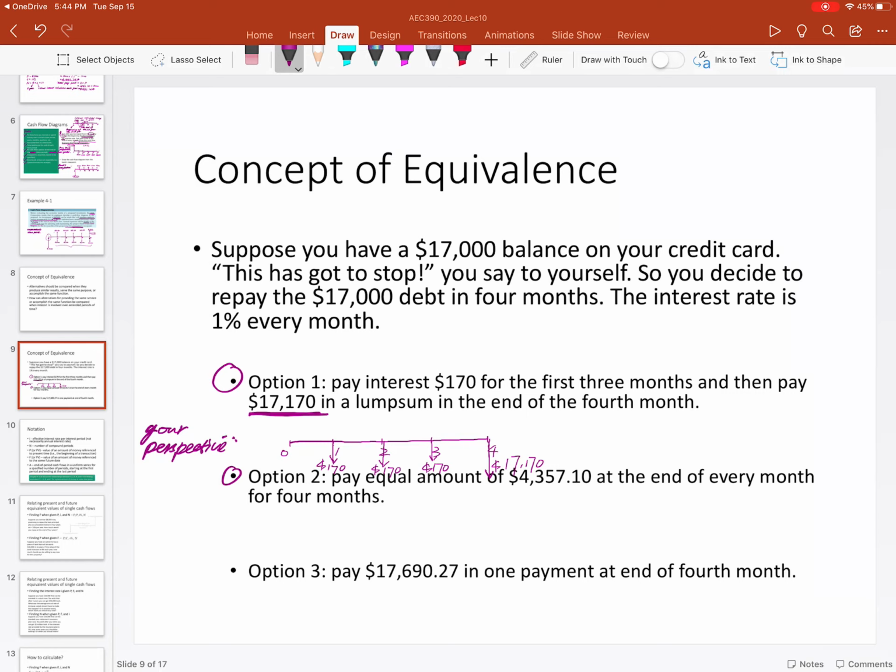If you want to draw this diagram, still from your point of view, you draw this line up toward the top, because we don't have any cash flow income, so that we have space for the arrows going downward. So 0, 1, 2, 3, 4.